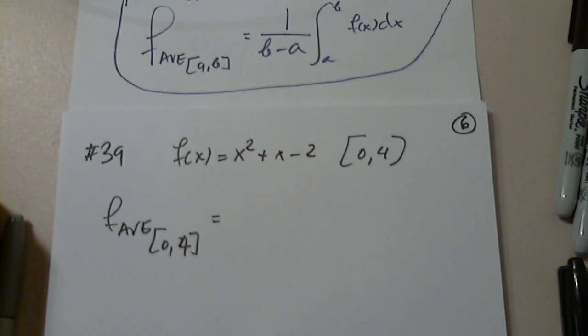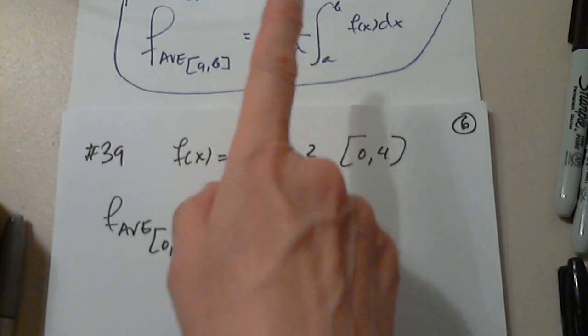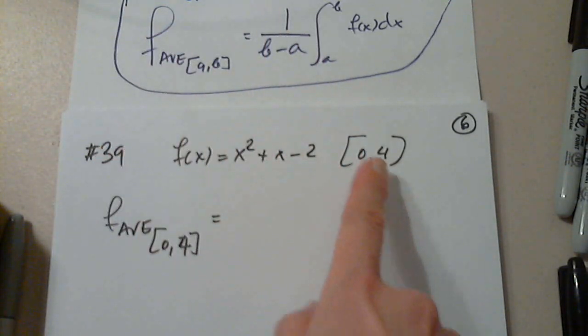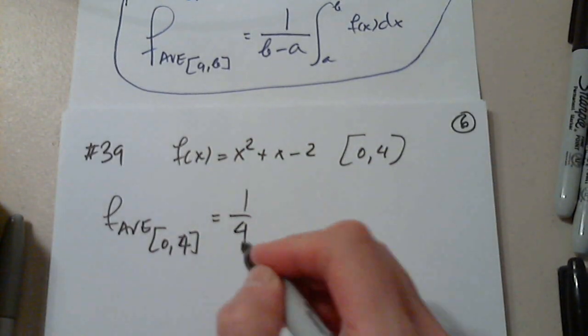Sorry, what was the question? We want to find the average value of a function on the given interval. We are given this function and the interval, and we want to find f average on the interval 0, 4. Would it be 1 over 4 minus 0? Exactly.